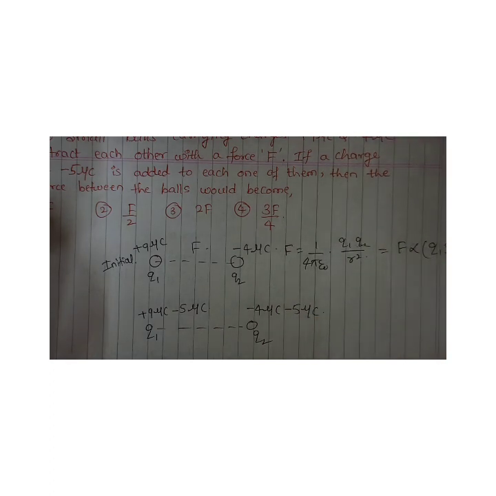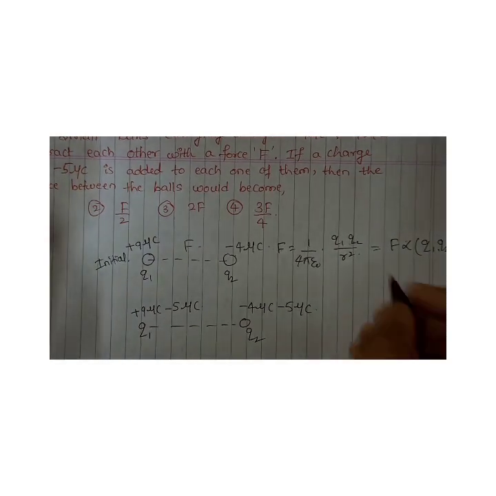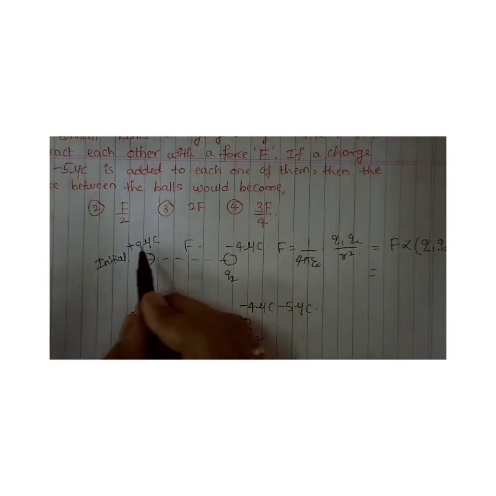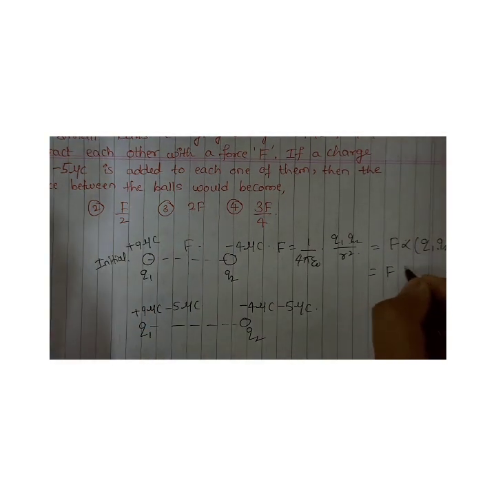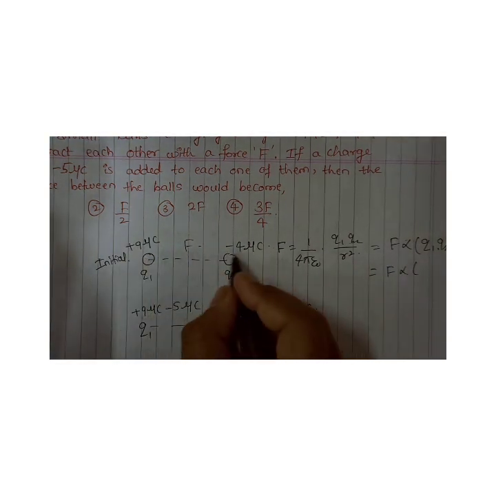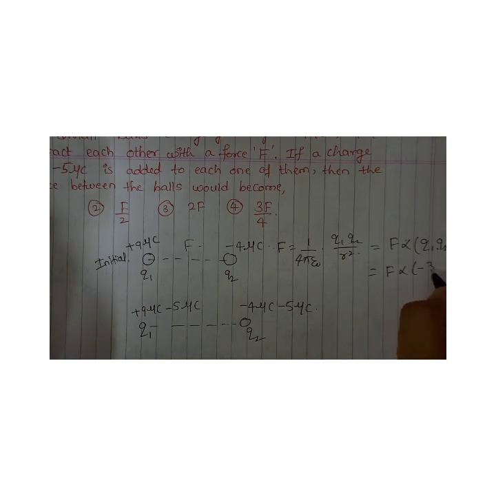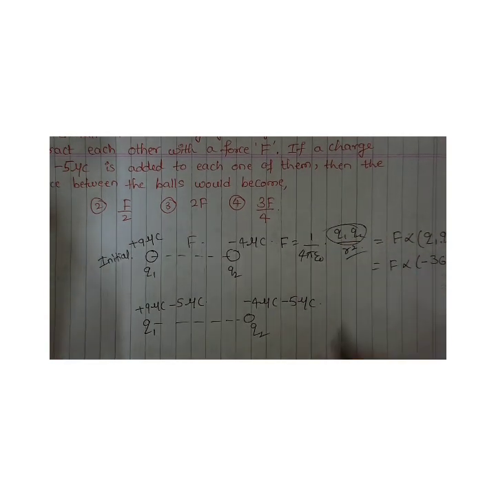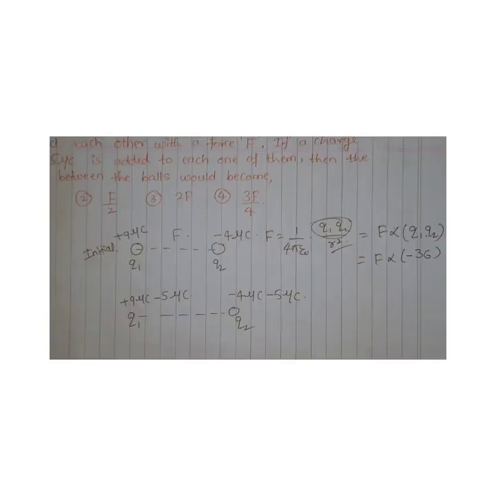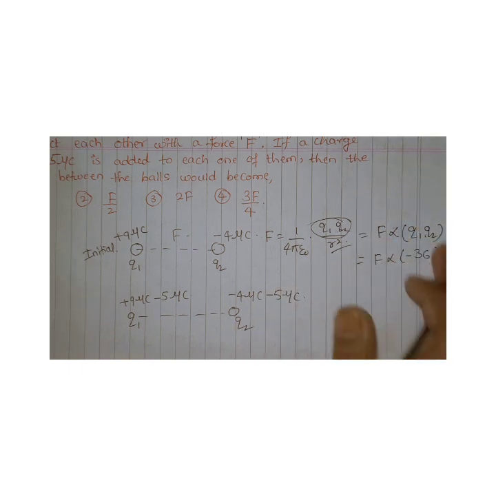Force is directly proportional to the magnitude of the product of the charges, correct? So how much are you going to get here? 9 minus 4, 4 nines are 36. So F is directly proportional to the product of the charges, 36, something like this, in microcoulomb. Just concentrate on the charges here because you don't know the r value or anything, right? So this was your initial one.